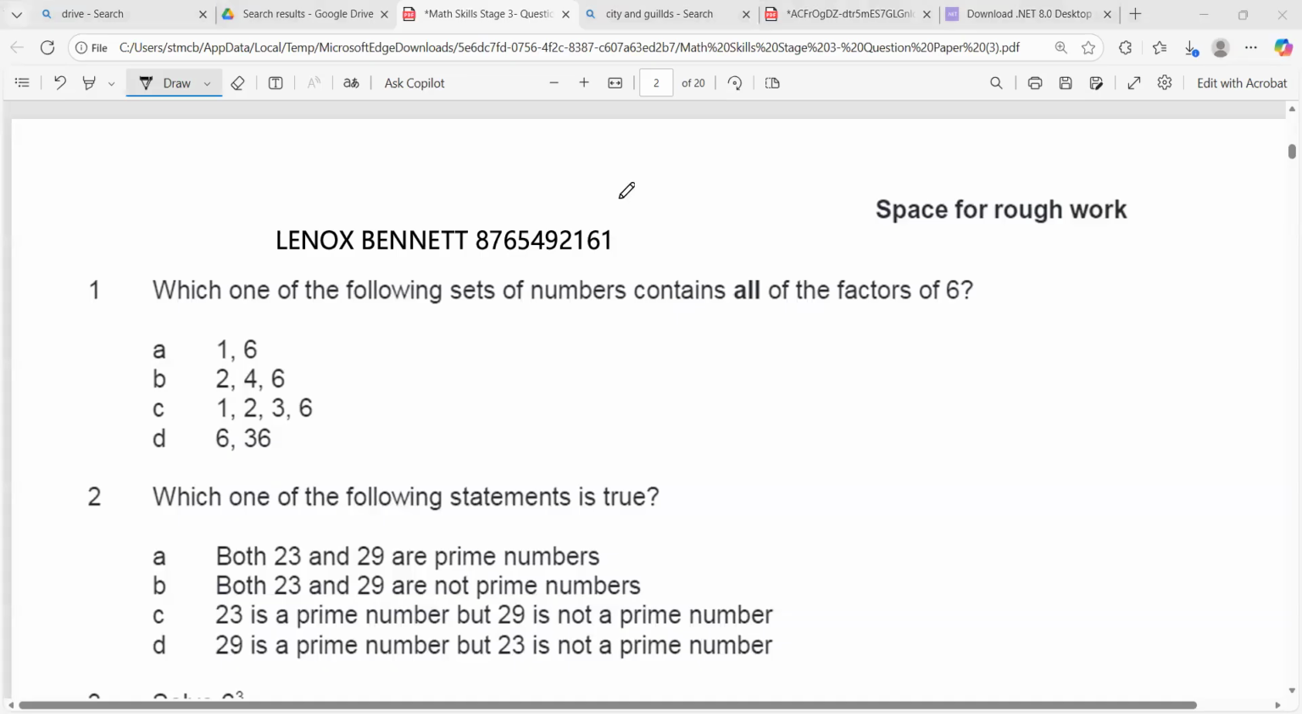Alright, so which of the following sets of numbers contain all the factors of 6? Factors are numbers that can divide equally into another number without leaving a remainder. So 1 is a factor of our number, and a number is a factor of itself. So the only other two will be 2 times 3, right? So 2 and 3, those are factors.